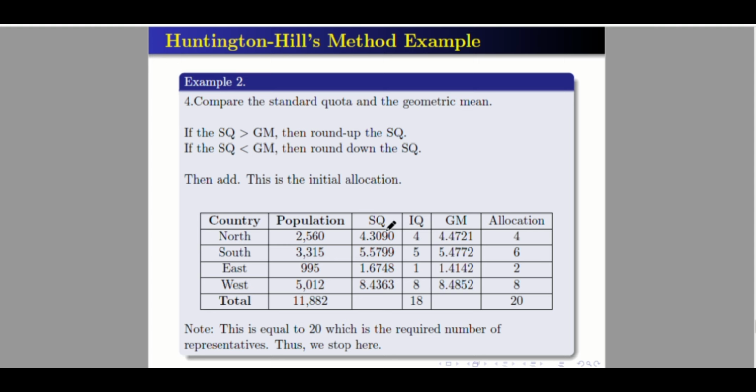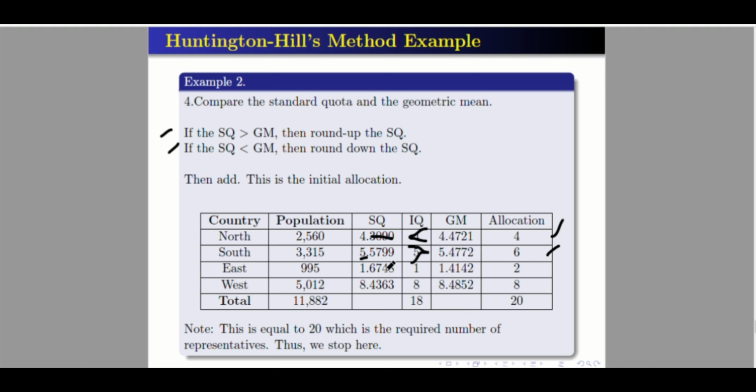So for the north, we have 4.3. The other one is 4.4. So obviously this is less than. 4.3 is less than 4.4. So since it's less than, we will follow the second statement. So we will round down the SQ. So round down, we'll just delete this. So we have 4. For the south, we have 5.5, we have 5.4, so the relationship is greater. So we will follow number one, round up our SQ. So meaning 5 will become 6.